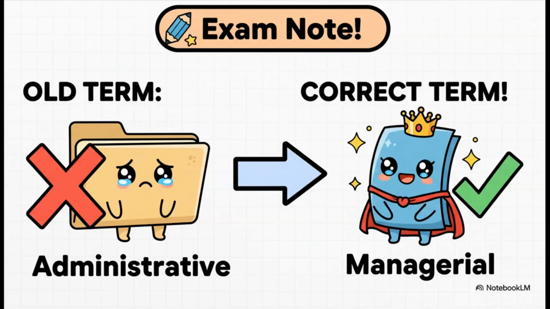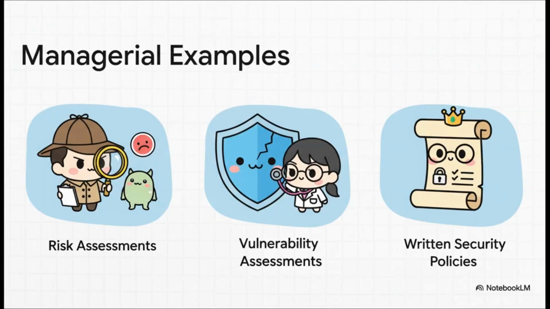And a very important exam note here. In older exams, you might have seen these called administrative controls. Forget that. For the SY0-701, the correct and only term you should use is managerial. Got it? Good. So what do these look like?